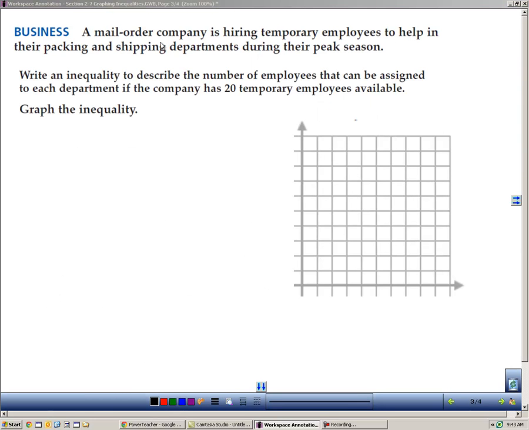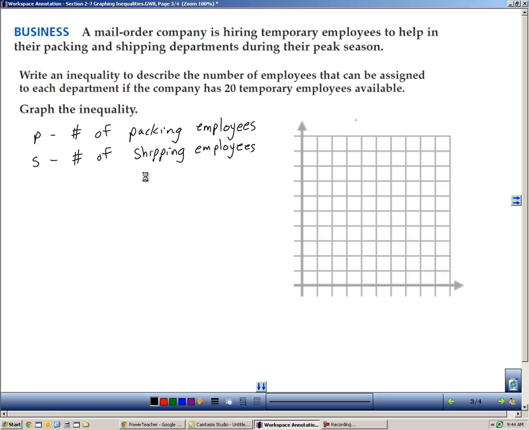Here's a real-world situation that we're going to graph as an inequality. It says a mail order company is hiring temporary employees to help packing and shipping departments, and they have 20 temporary employees available. So my two unknowns, the two things that I'm looking for, is how many packing employees and how many shipping employees. So I'm going to use P for the number of packing employees, and I'm going to use S for the number of shipping employees.